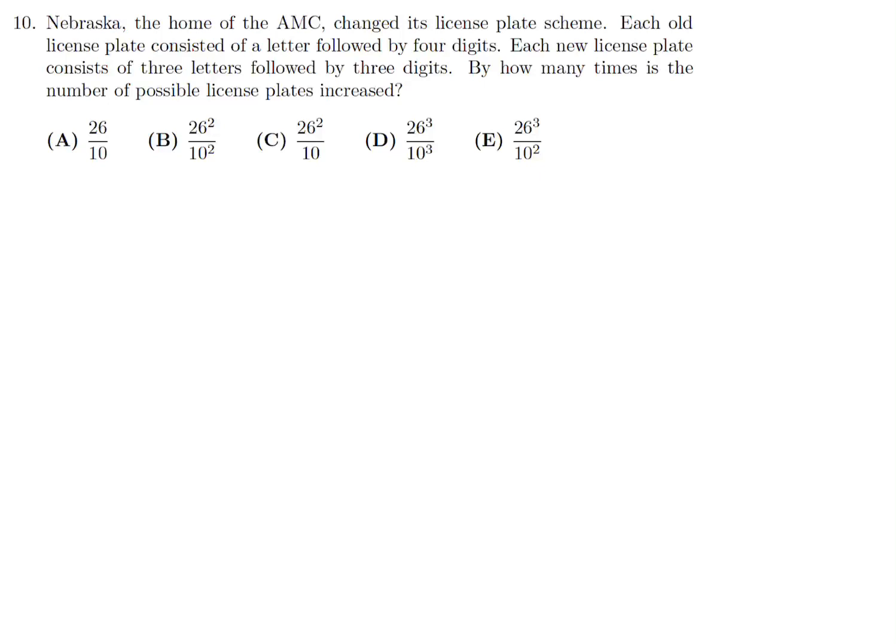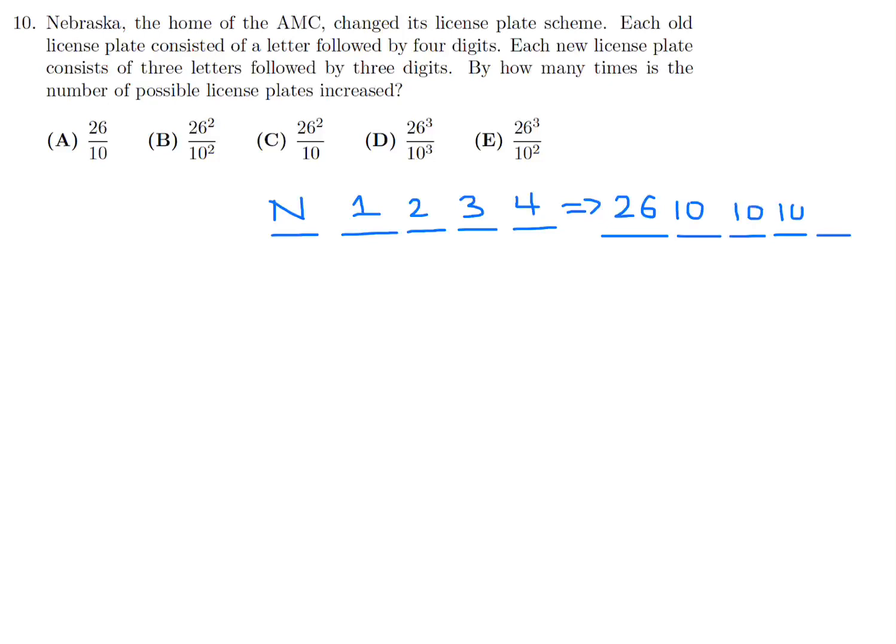Possible license plates. So their old system or previous system, you had a letter with 4 numbers. So for example, N, 1, 2, 3, 4. So the number of possibilities for the N for the letter is 26 letters in the alphabet. And then for the number, for each digit, you got what? 10 possibilities, right? 0 through 9. So now you just multiply like that. So that looks like 26 times 10 to the power of 4.